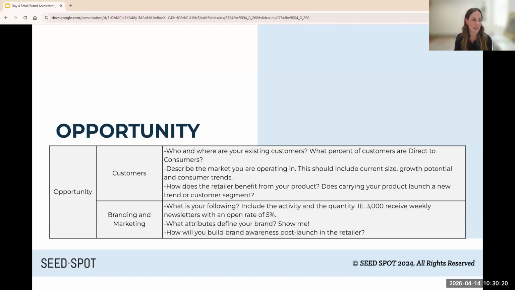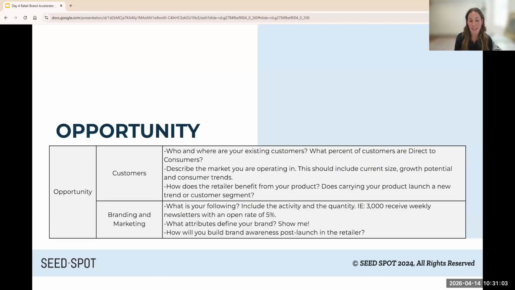Describe the market you're operating in, and include your current size, growth potential, and customer trends. How is this retailer going to benefit from your product is really the key question here. And then branding and marketing. Include any following or activity: if you have newsletters, if you have really strong social media, please include that there. Attributes: how do you define your brand? How do you build brand awareness? So you really want to figure out your customer. You need to know what the buyer is looking for. Research of the buyer and the store is really important here.